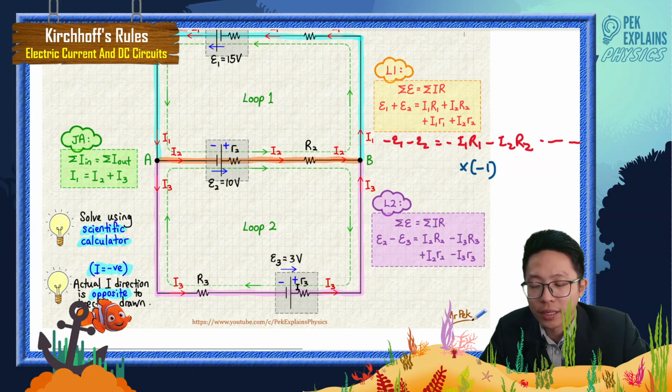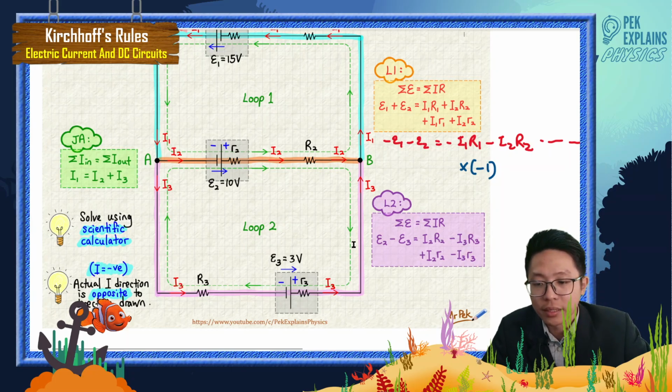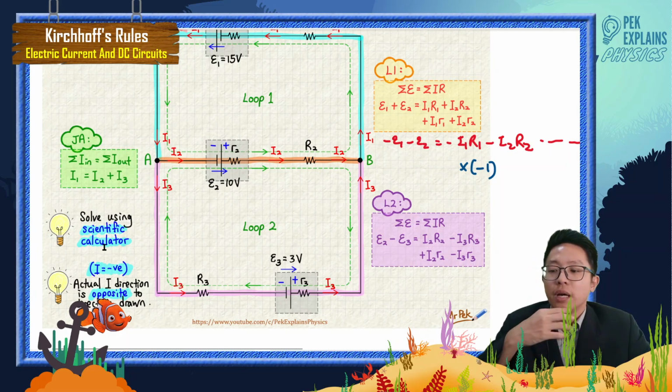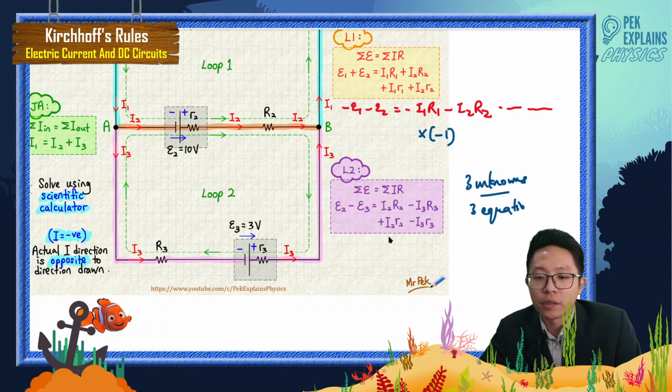For the internal resistor R3, the current I3 passes through, opposite to the loop, so negative I3 R3. That's how you get these equations, and so I have the third equation. Later on, I have these three equations. Normally you are dealing with three unknowns, which is why you need three equations to solve.